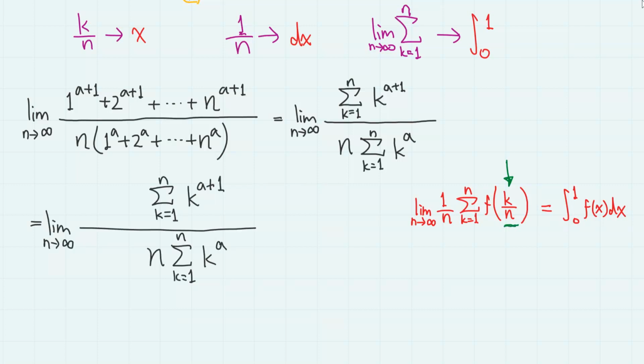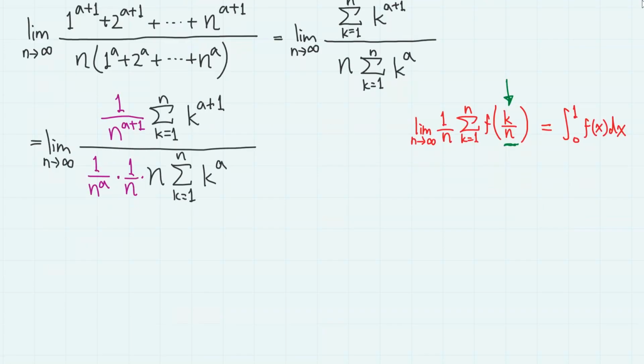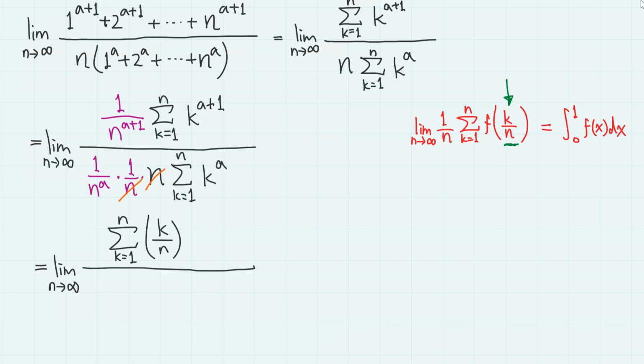In order to do that, we need 1 over n to the power of a plus 1 in the numerator and 1 over n to the power of a in the denominator. But we must multiply the same thing in both numerator and denominator, so we multiply an additional 1 over n in the denominator. So in the numerator we have the sum of (k over n) to the power of a plus 1, and in the denominator, the sum of (k over n) to the power of a.